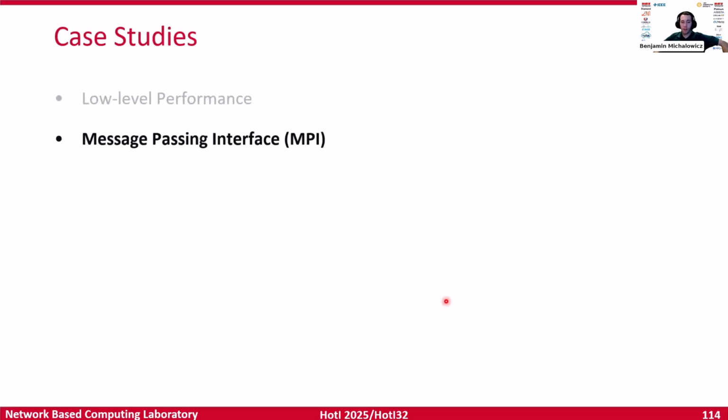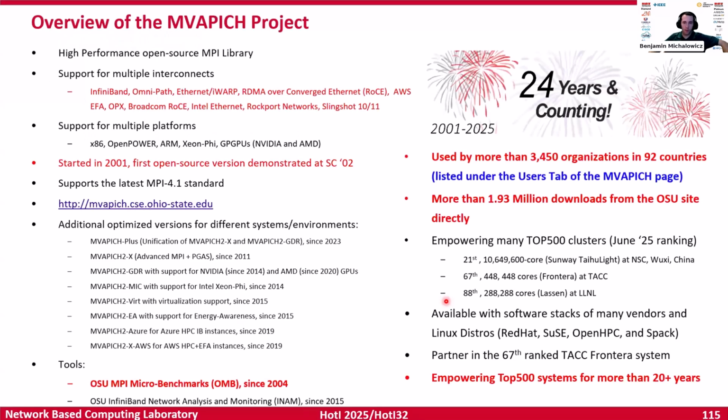Now we get into the Message Passing Interface performance. As many of you may know, my lab develops the MVAPICH MPI library, an open source MPI library that's been around for 24 years and counting. Dr. Panda loves telling this anecdote everywhere. When we first demonstrated our open source version at SC 2002, it was an 8 node cluster, not 80 or 800 or 8,000, but just 8.